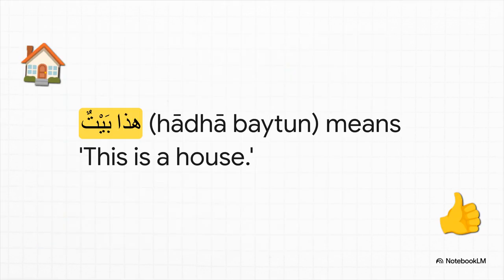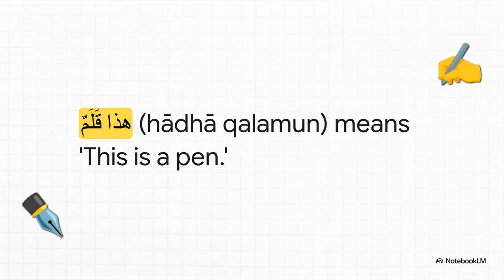Let's see it in action. Okay, so if you're standing right in front of a house, you can just say, "Hada baitun." It's that simple, right? Hada, this is. Baitun, a house. This is a house. Let's try one more, just to lock it in. Say you pick up a pen. What do you say? You got it. Hada qalamun. This is a pen. See that pattern? You're literally already forming complete Arabic sentences.